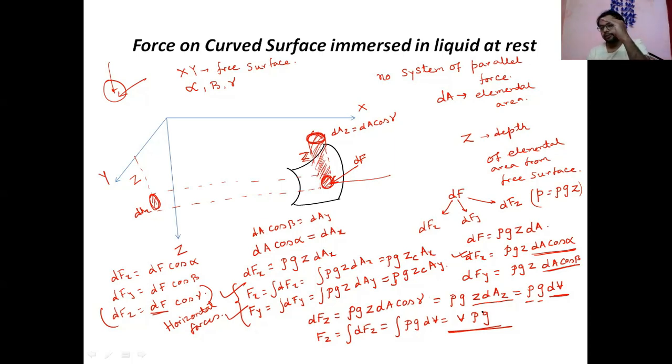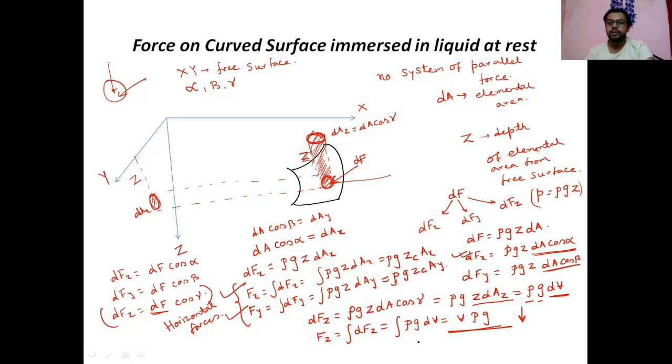So over the curved surface, if above there is some liquid up to the free surface level, the total weight of the liquid is acting as a vertical force, and vertically it is a downward force. This force will act at the centroid of the fluid, or center of gravity of the fluid. So this is the scenario here.